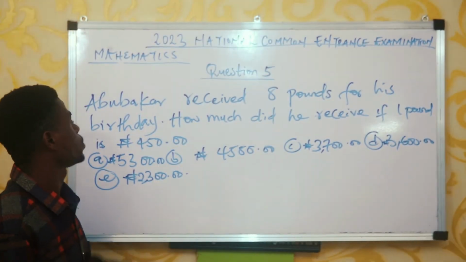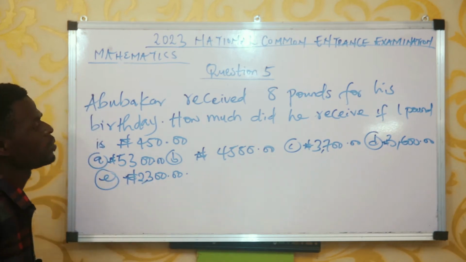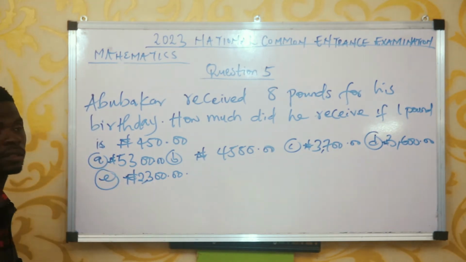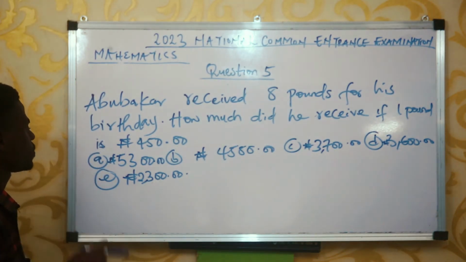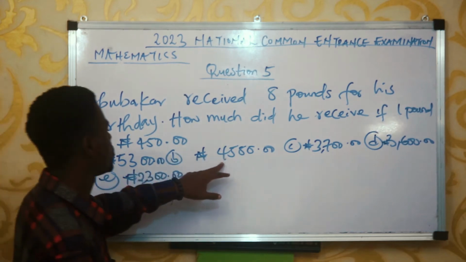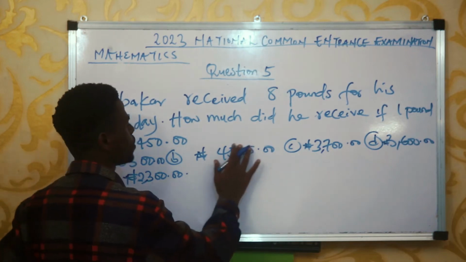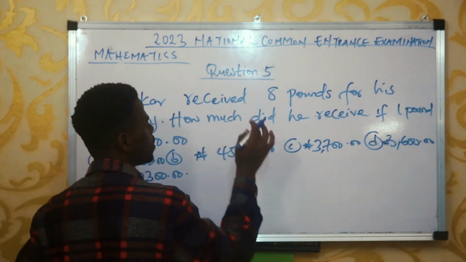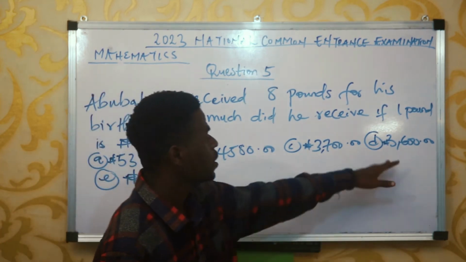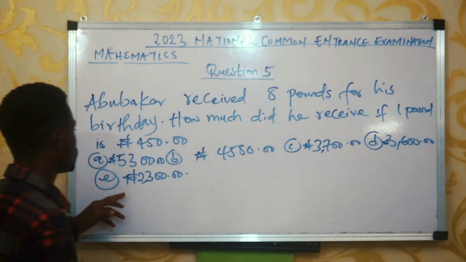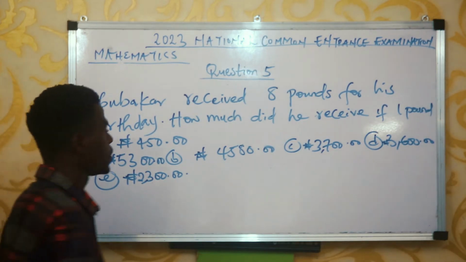Yeah, this is question 5. Question 5 says that Abubakar received £8 for his birthday. How much did he receive if £1 is 450 naira? From the options here we have: A is 5,300 naira, B is 4,580 naira, C is 3,700 naira, D is 3,600 naira, and E is 2,300 naira. So let's go.